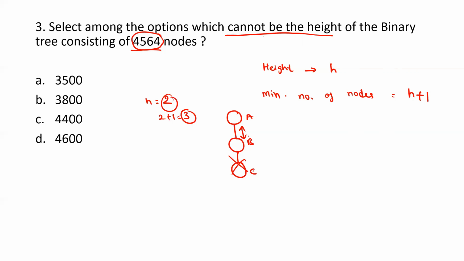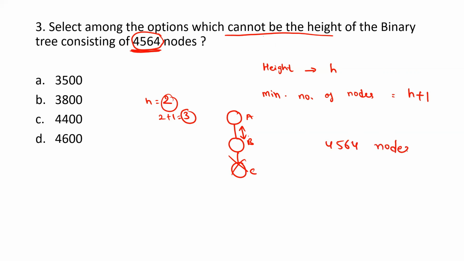If that is, then we will not worry. If that is not, then we will mark that as our answer, because they have asked which cannot be the height of the binary tree, right? So which is consisting of 4,564 nodes. Now if the number of nodes is 4,564, so 4,564 nodes are there.